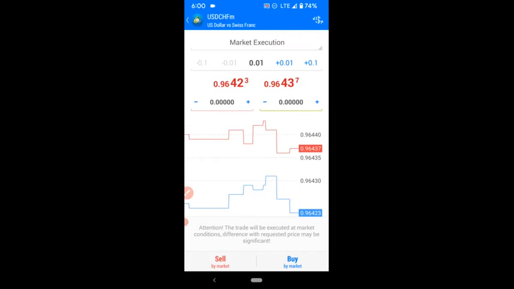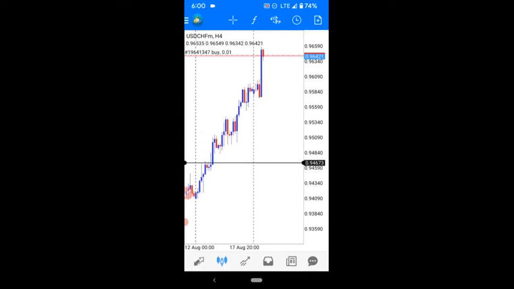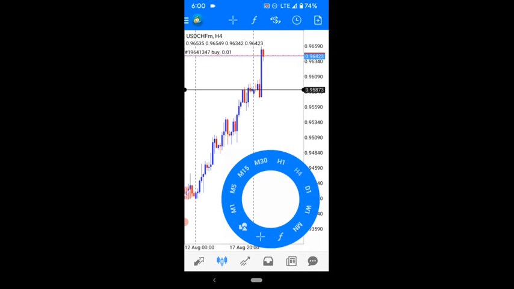Let me delete all the tools I've been using. So you can see, when we click on it, you'll see many tools you can use. You can use horizontal lines. You can put them wherever you want to put them.